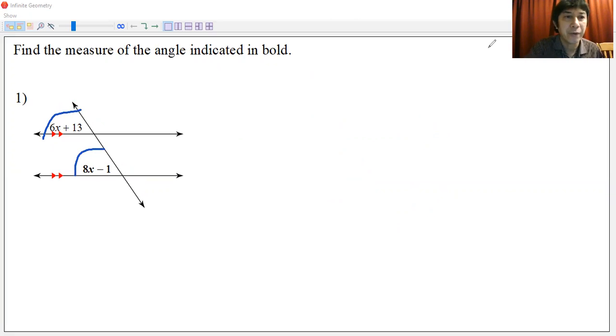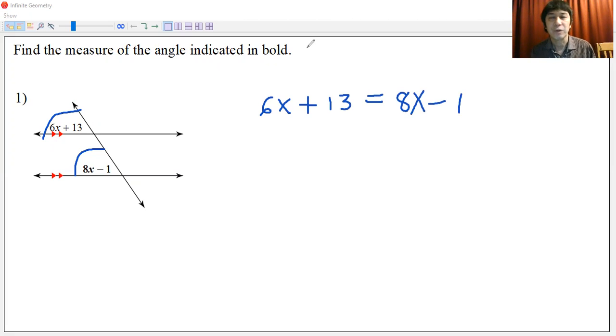And we have the equation. We have 6x plus 13 that should be equated to 8x minus 1 there. So we have a working equation here and we're supposed to solve for x. We will solve for x and then use the x in here, because that's the indicated bold letters, the darker one. And then we'll be able to have the measure of that angle.